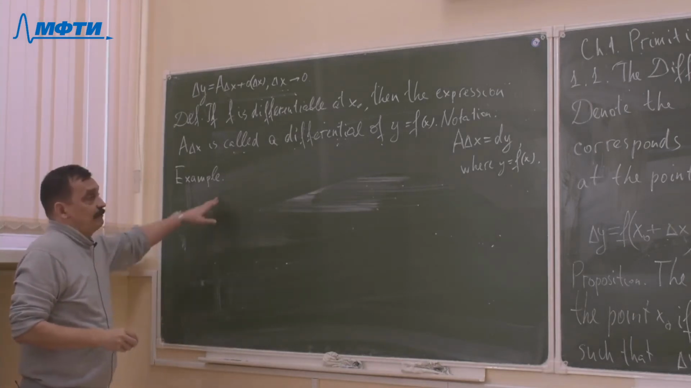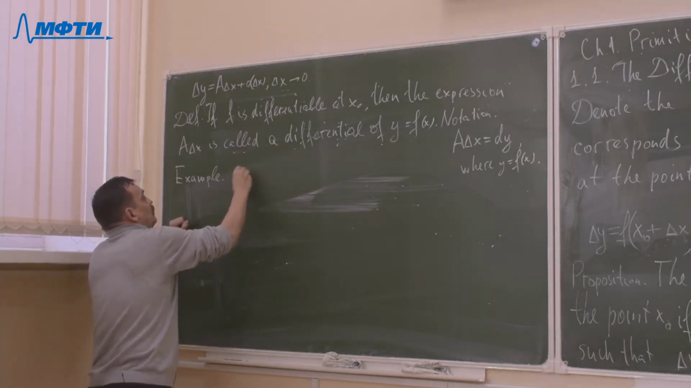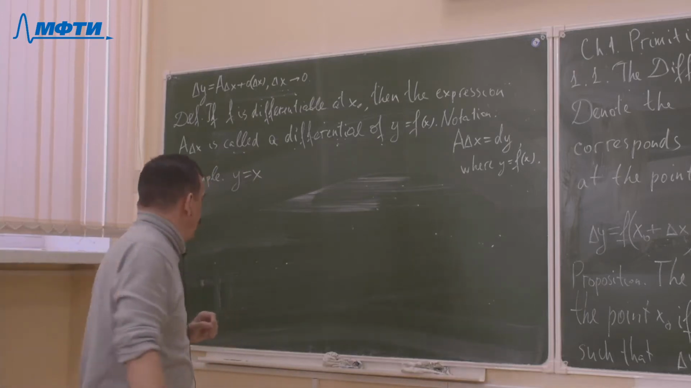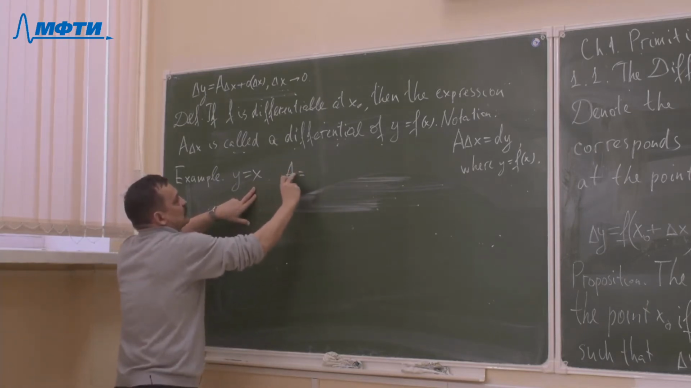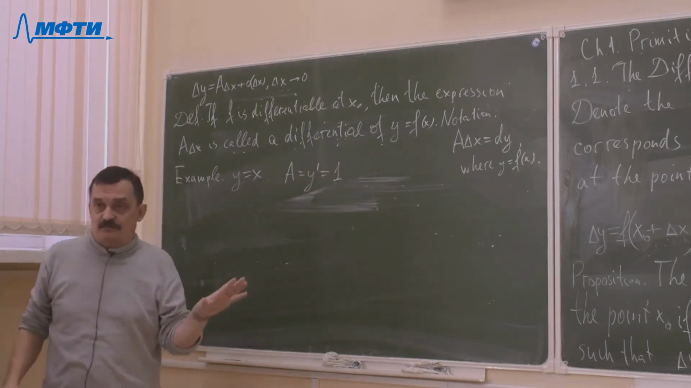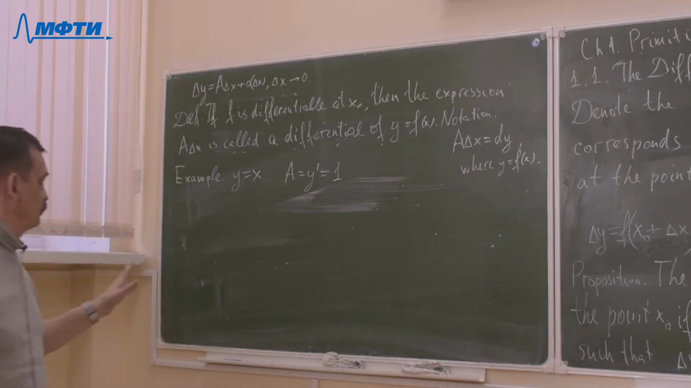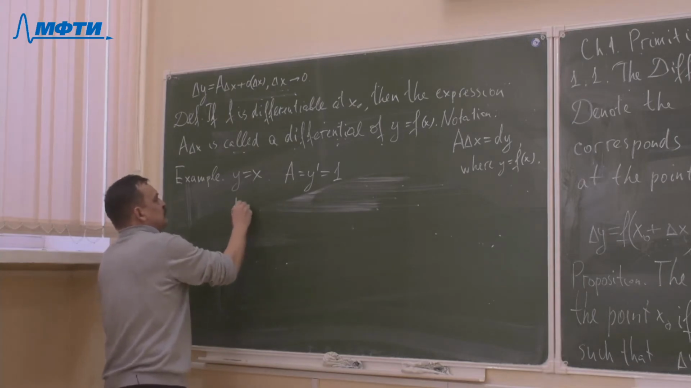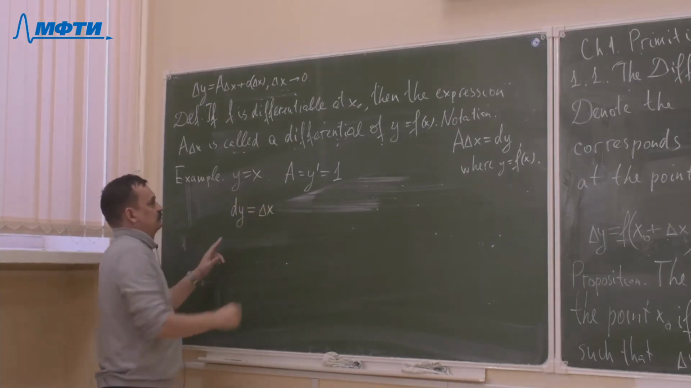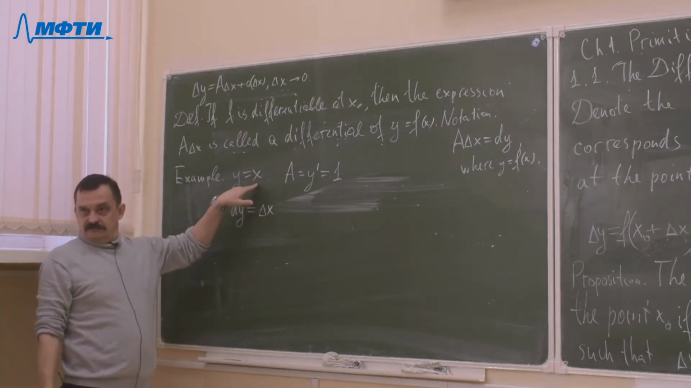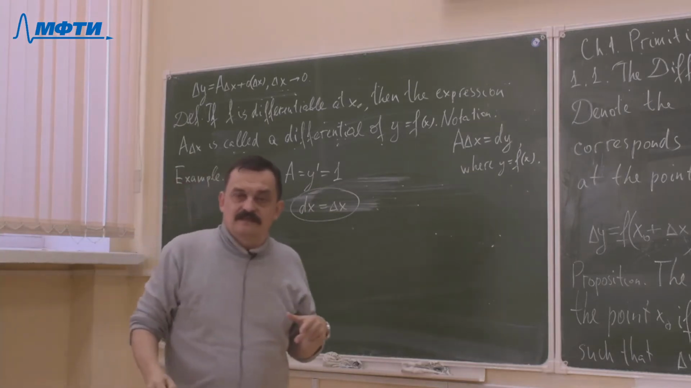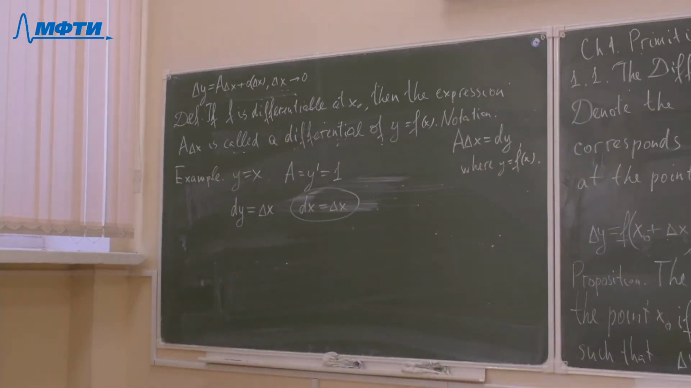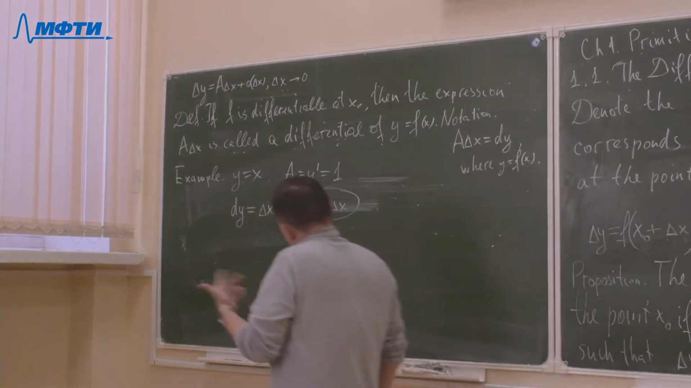Now, example. y equals x. A very simple function. Then, what about the derivative? A is y prime. It is equal to 1 at every point, doesn't matter which point. So what is the differential then? dy equals delta x. And remember, y equals x, so we have dx equals delta x. So this particular example explains why there is usually a notation.